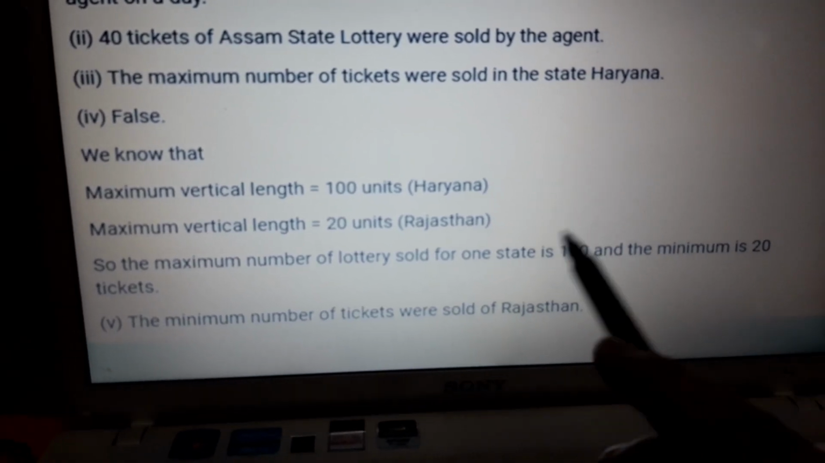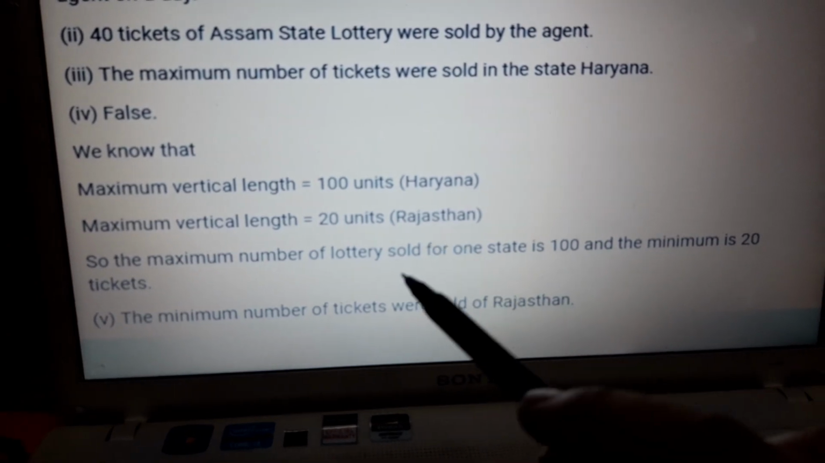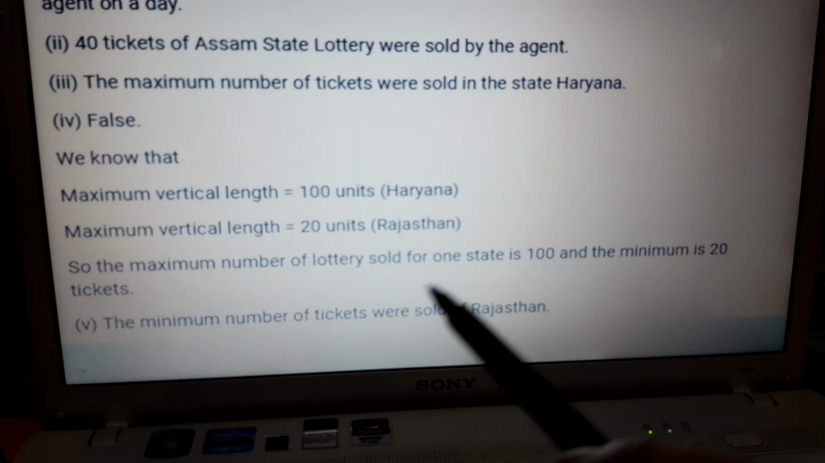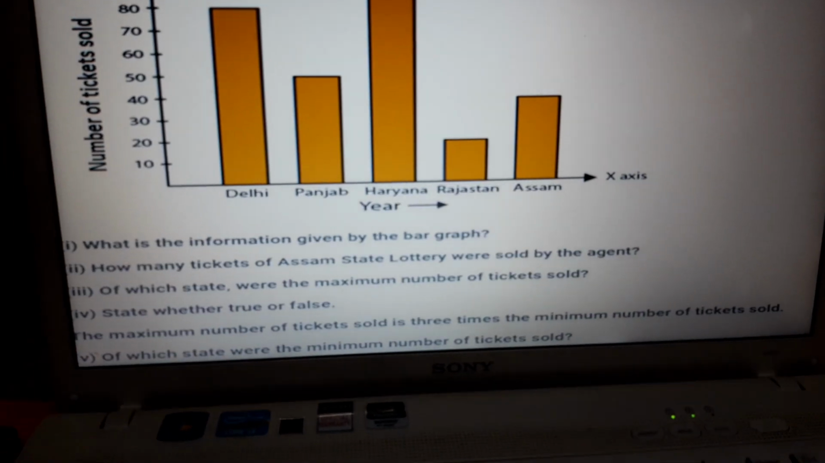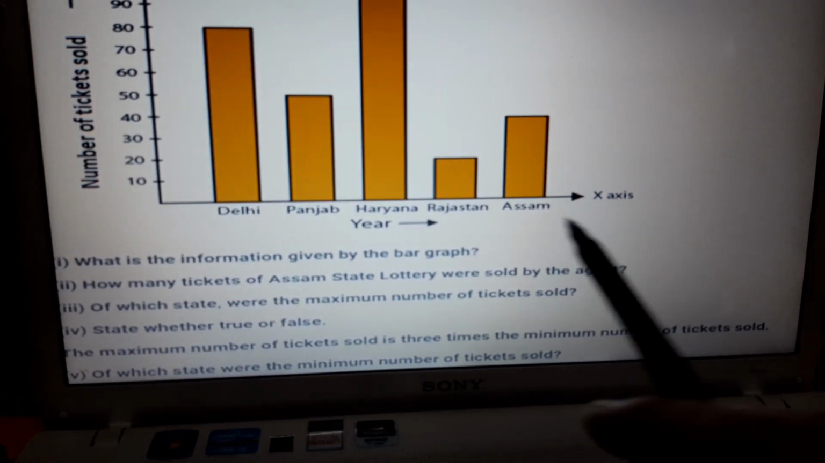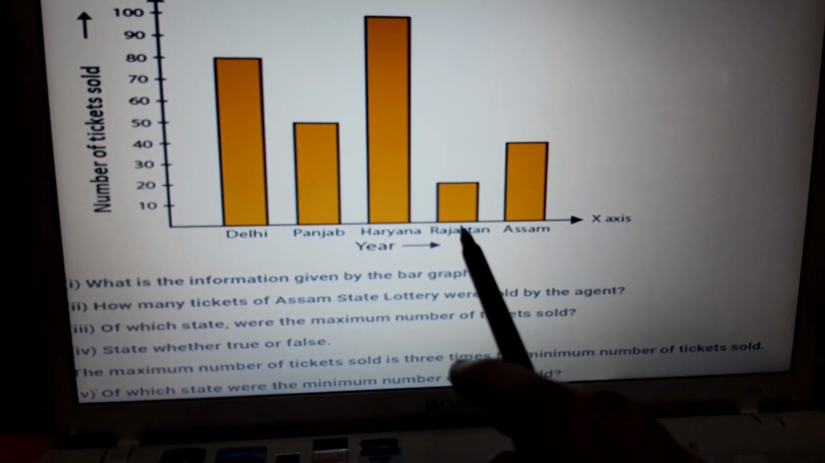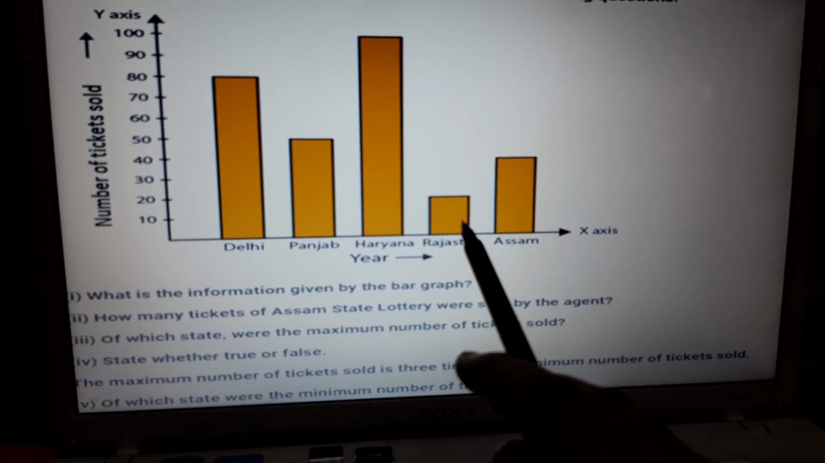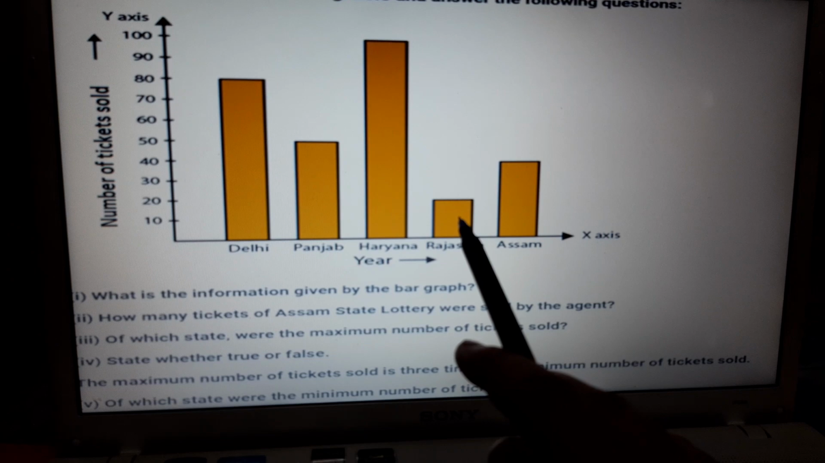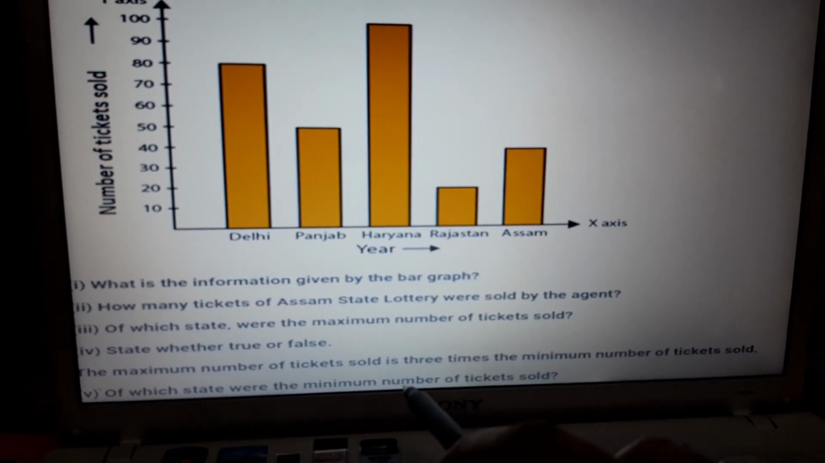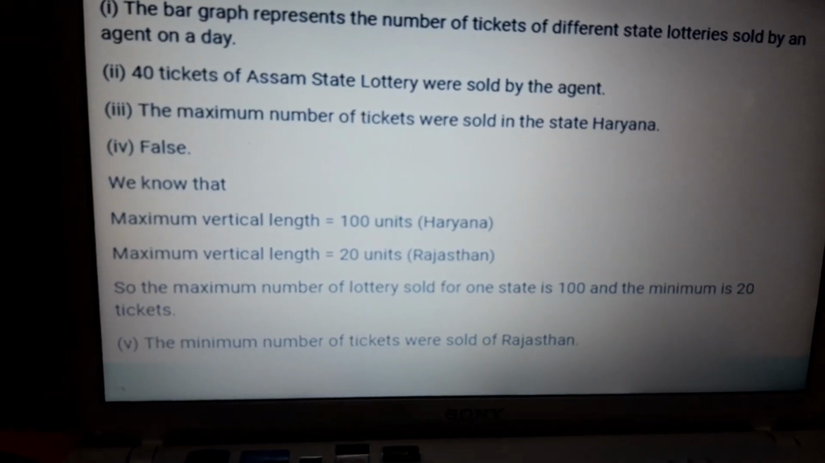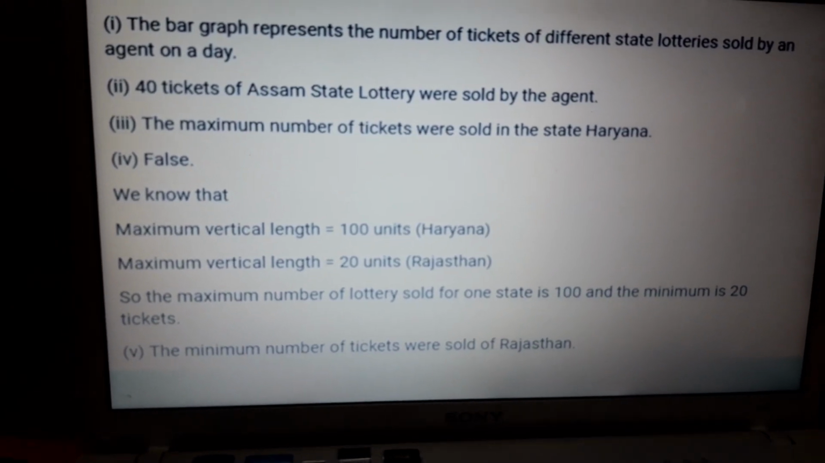Because maximum vertical length is 100 and minimum is 20. So the maximum number of lottery sold for one state is 100 and minimum is 20. So the statement is false. Next, of which state were the minimum number of tickets sold? Minimum number of tickets is sold for Rajasthan. So you can see clearly, we can see the bar graph. The bar graph for which the height is minimum, it means that state was the minimum number of tickets sold. So Rajasthan is the state for which the minimum number of tickets are sold.